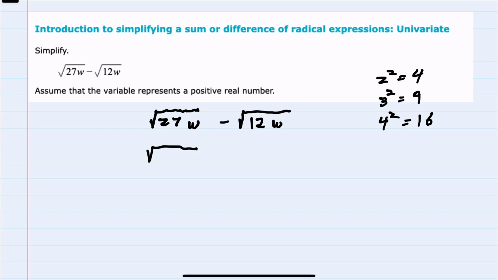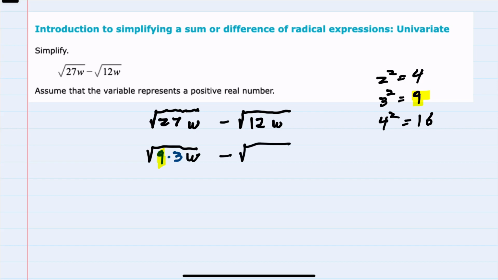So in this first part, we have the square root of 27w, but 27 can be written as 9 times 3, keeping the w, because since 9 is a perfect square, we'll be able to remove that from the radical by taking the square root.